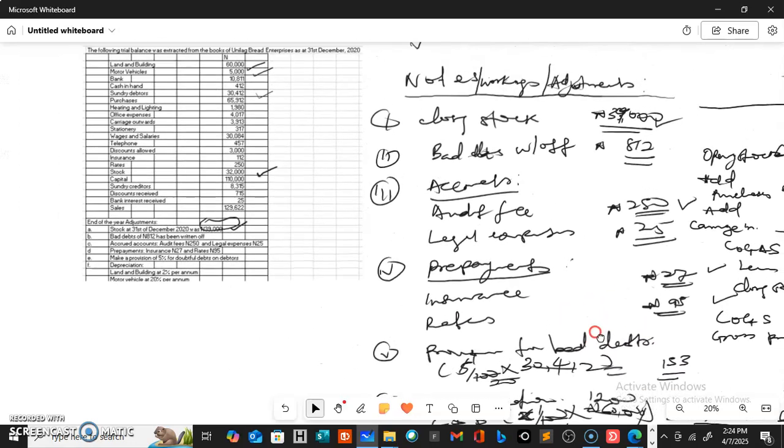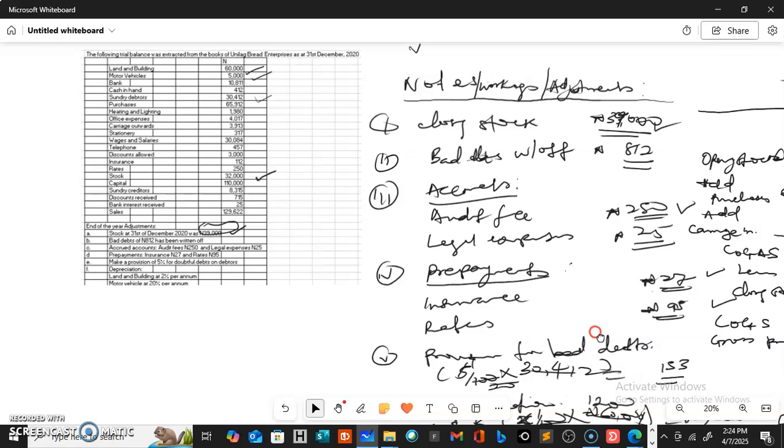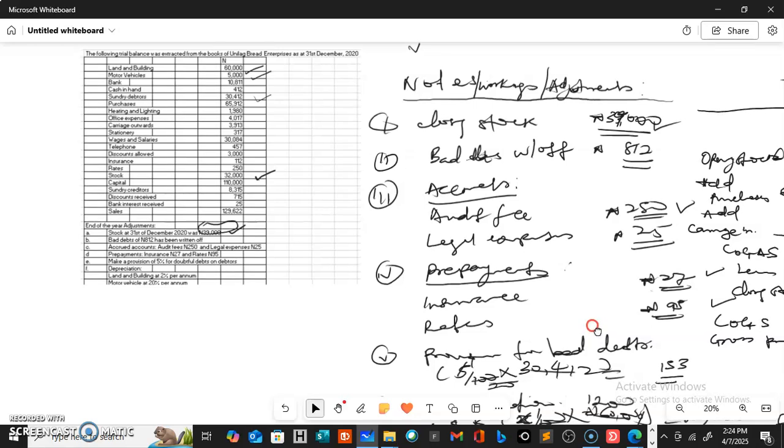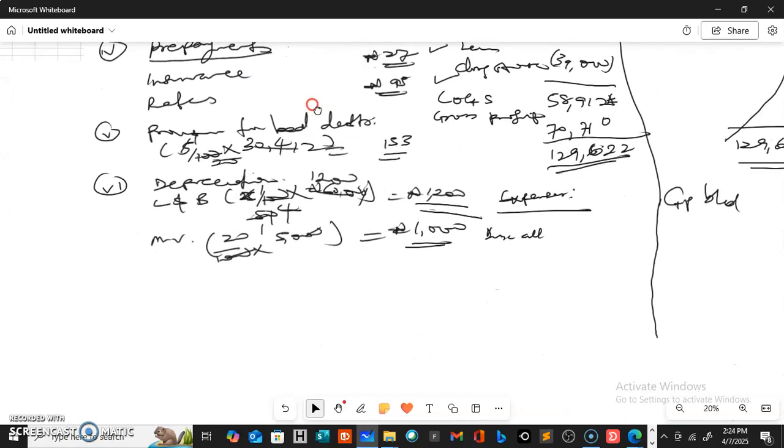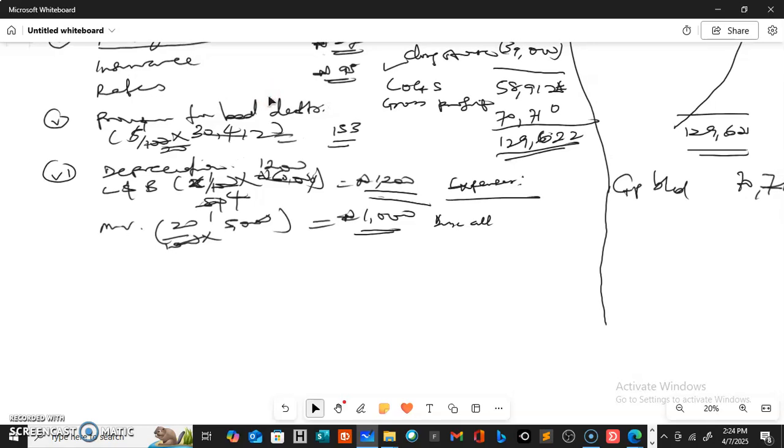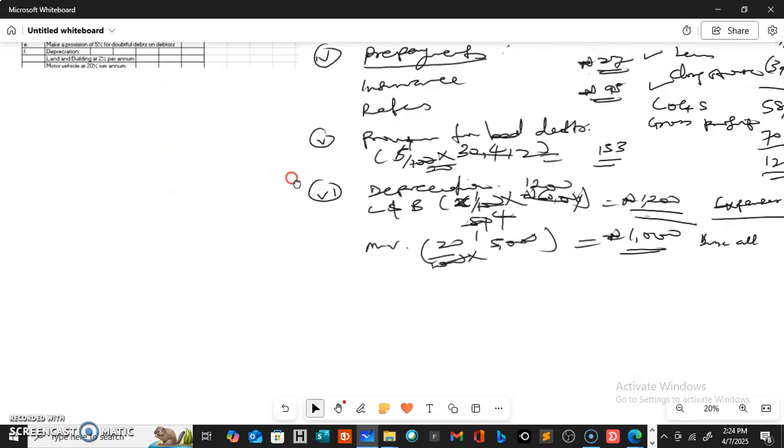So we have discounts allowed as 3,000, insurance 112, rates 250. So discount allowed 3,000. That is 3,000. Okay, 1,000. So let's just go ahead and check the other expenses.